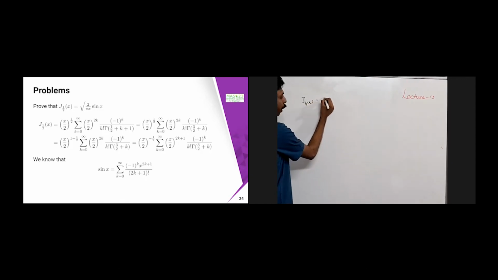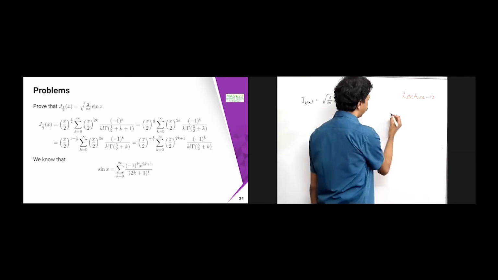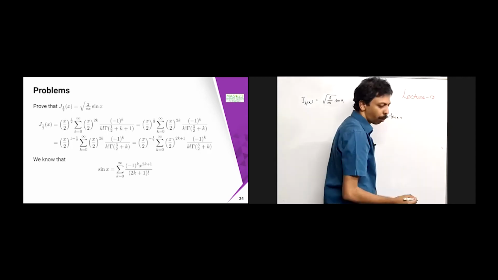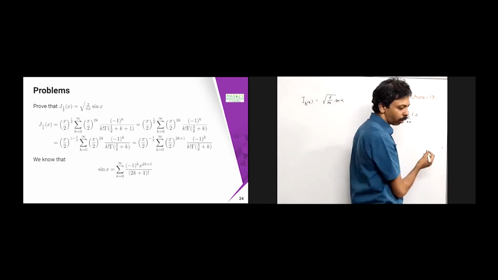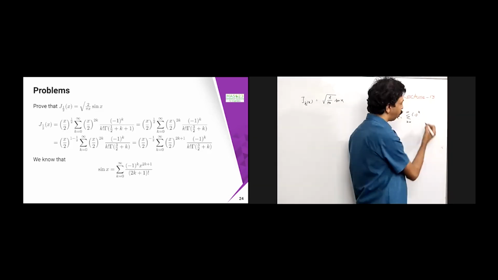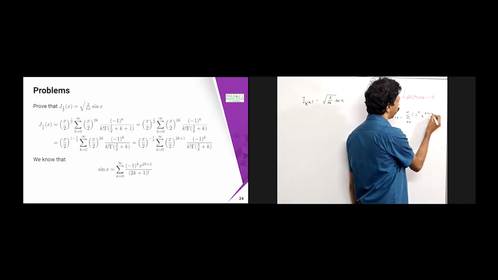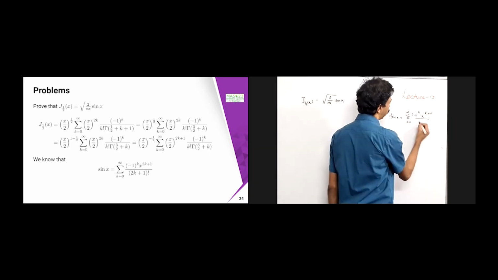Now another problem. J of x is nothing but square root of 2 by pi x into sin x. Before that, let us see what the sin x series is. Sin x I can write as summation k equal to 0 to infinity, minus 1 power k, x power 2k plus 1 divided by 2k plus 1 whole factorial. This is from the Taylor series expansion. This is the sin x series.